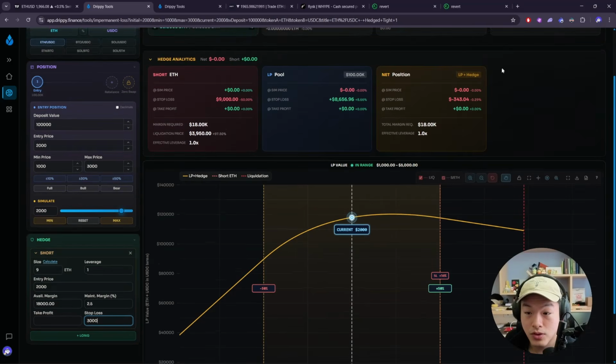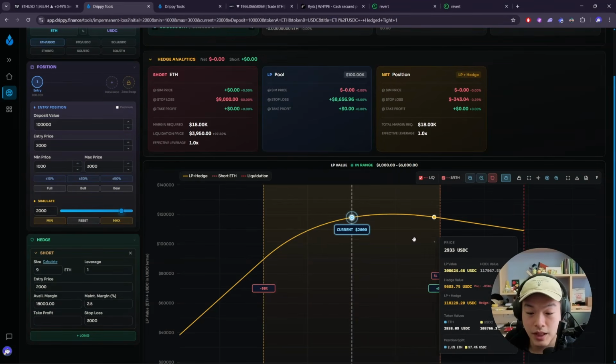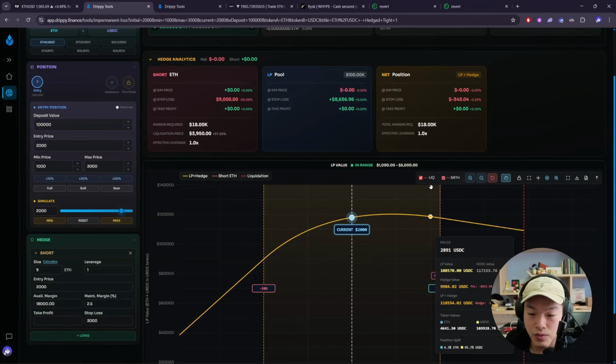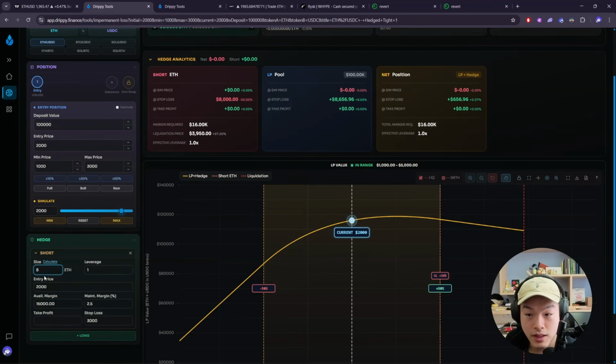But what I want to make sure is that I'm not losing that much money on the stop loss. I personally don't like to lose any money at all at the stop loss. And the reason why is if you just entered into a position and prices just hop to 3K right away, then you could easily lose money and you just would have been better off not doing anything at all. So I like to have a break even at the stop loss. So because I am losing some money, I could dial down the short to 8 ETH. And then you can see I would be gaining a little bit of money here.